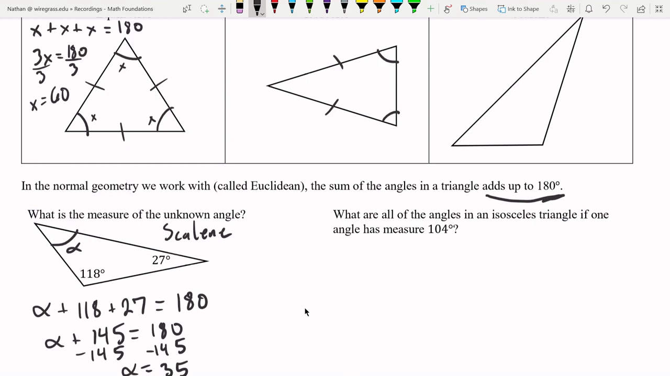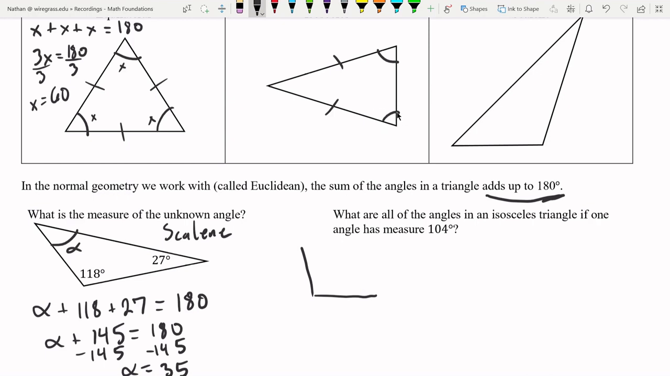So 104 degrees is something like this. Let's see. We have a 90-degree angle here. A 104-degree angle is like this. Well, it's a little bit less. This is a 90-degree angle. 104 is going to be somewhere around here.